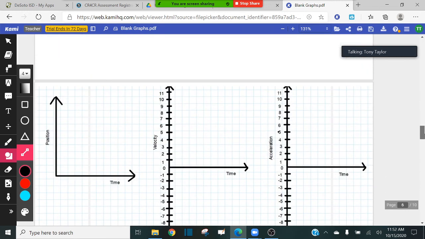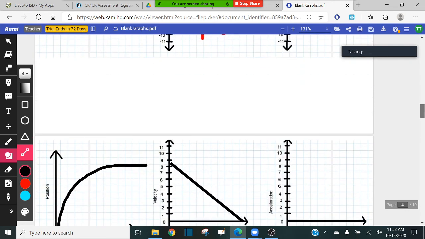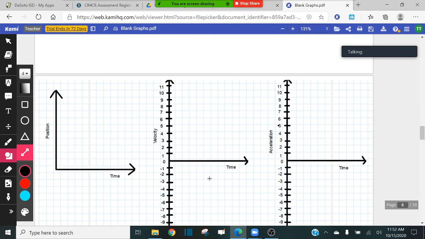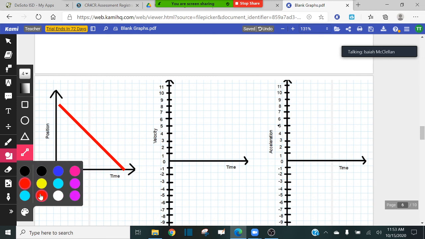One more example before I let you guys go. What if I give you a position versus time graph that looks like this? Notice there are no curves there on the position time graph. This is a straight line. So what does that mean? Constant velocity. Yep. In what direction? Positive or negative? Negative. Yep, negative, because the line appears to be going downhill.